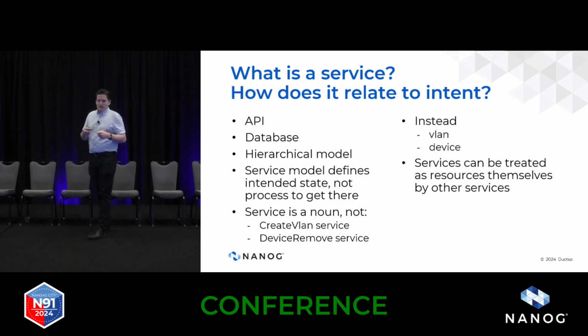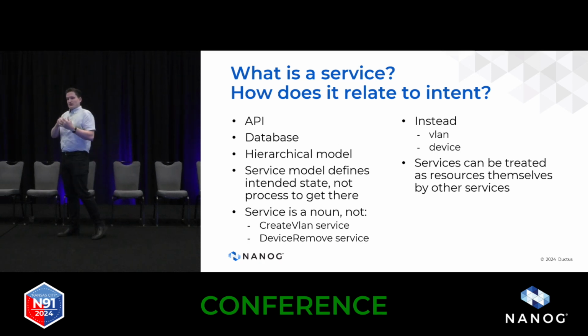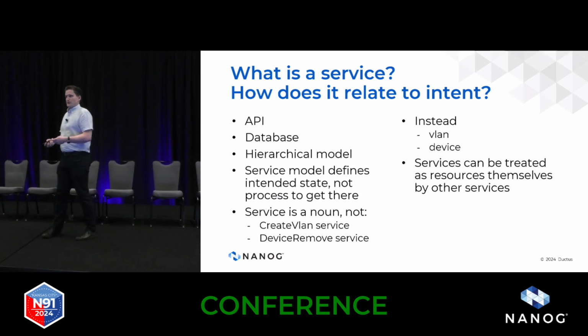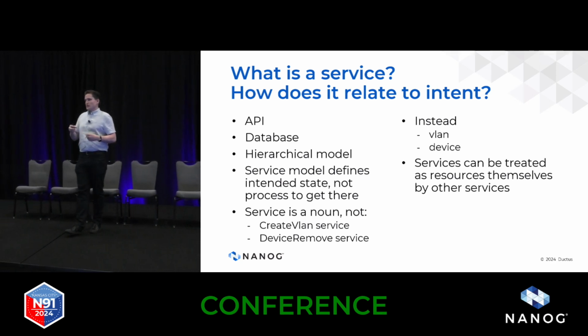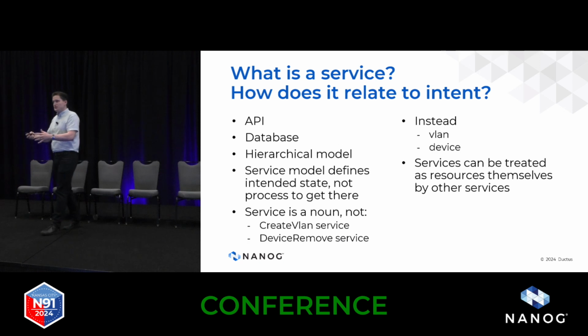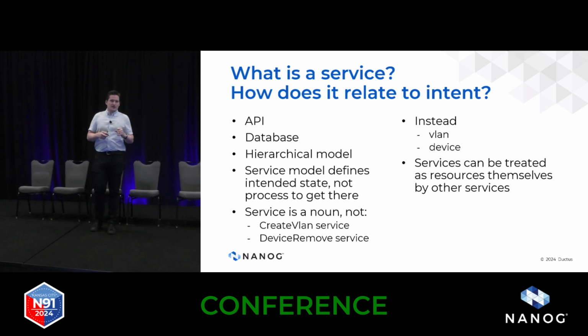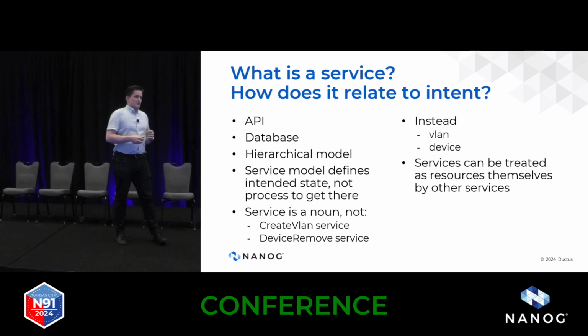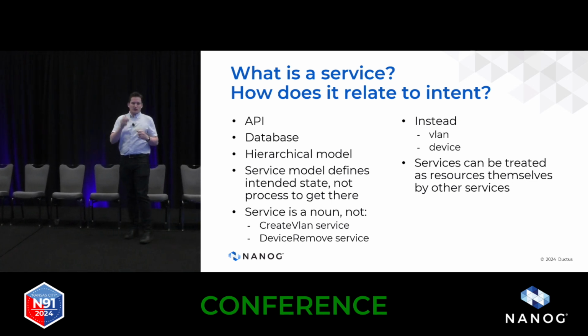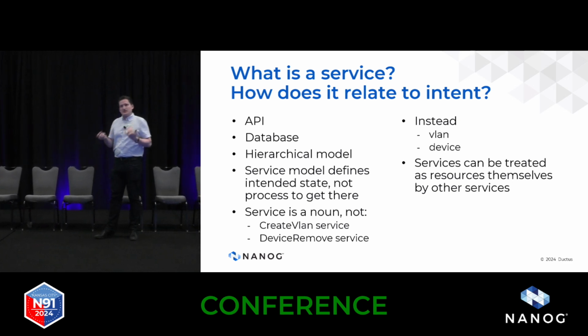You need to have a service model that's defining your intended state, but not your process to get there. If you find your service model is saying a lot about how to implement the service, that's a suggestion that maybe you need to think a little more about the what of what you're trying to implement. A service should be a noun. You shouldn't have a service that has a verb in the name. So like a create VLAN service doesn't quite make sense.